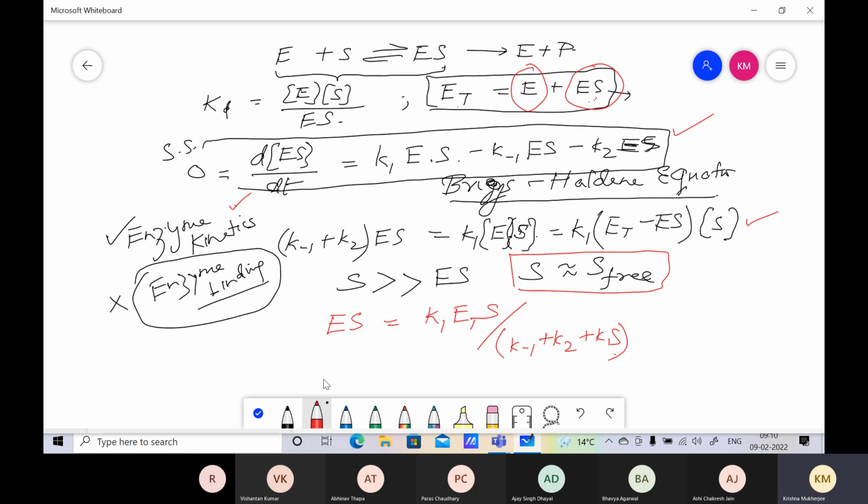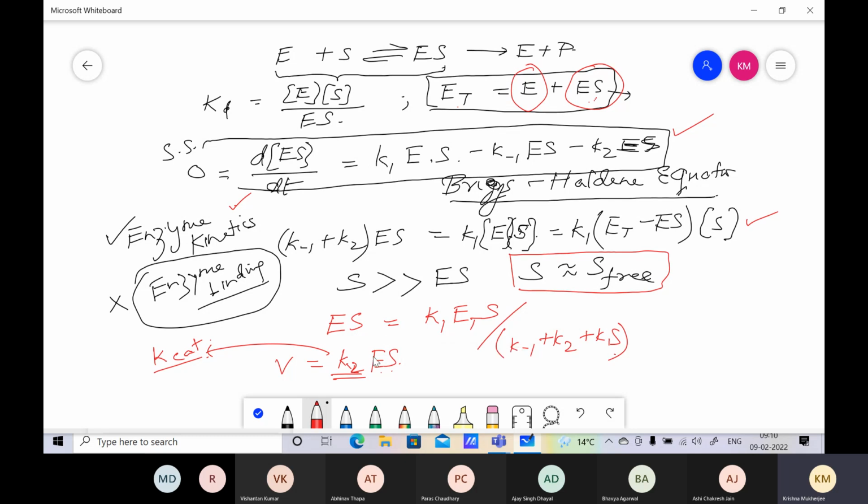Okay. And of course, as I said, the velocity of the reaction is nothing but K2 into ES, where K2 is also called the Kcat. I hope you now realize that when ES is almost equal to ET, you get the maximum velocity. That is what I was telling you.